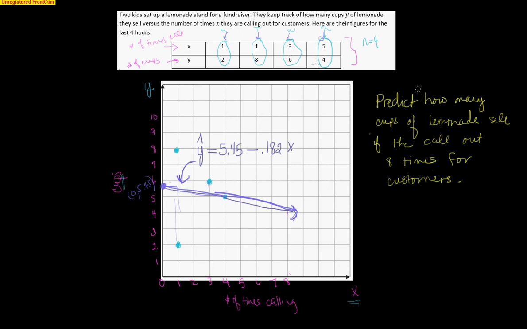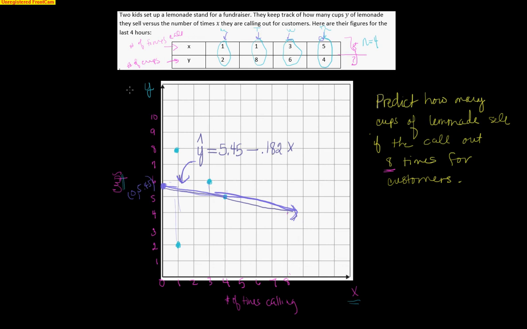Okay, let's say I ask the question: predict how many cups of lemonade would these kids sell if they call out 8 times for customers. So the question is, in other words, if you call out 8 times, the number 8, if we had this up here, what would be its corresponding number of cups of lemonade that would get sold? All right, so how do we do that?